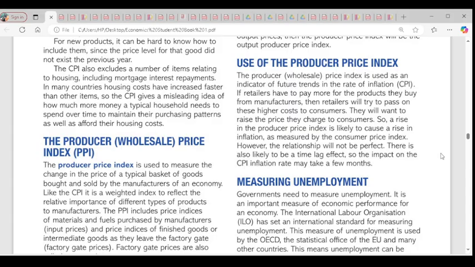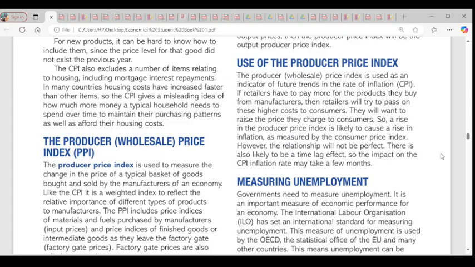So we'll continue with the use of PPI. The first use of PPI is that it's the indicator to know what happens with prices in the future. So it's an indicator of future trends in the rate of inflation. Because whatever we value the price of products to, we will compare it with the previous year. Comparing it with the previous year will tell us if there's a high inflation rate or not. So that's an indicator. Retailers may use it as a yardstick to pass on higher prices to consumers.